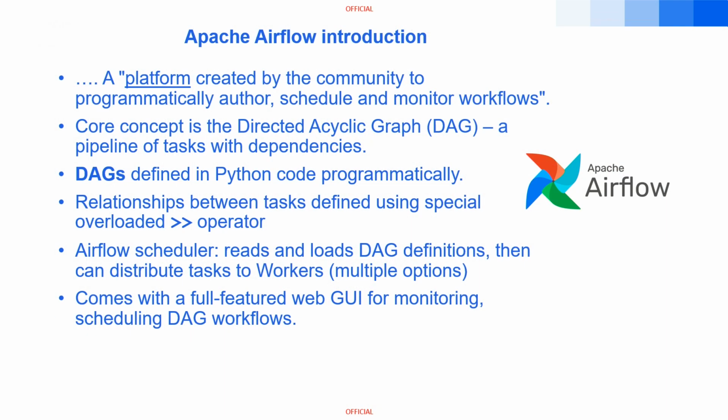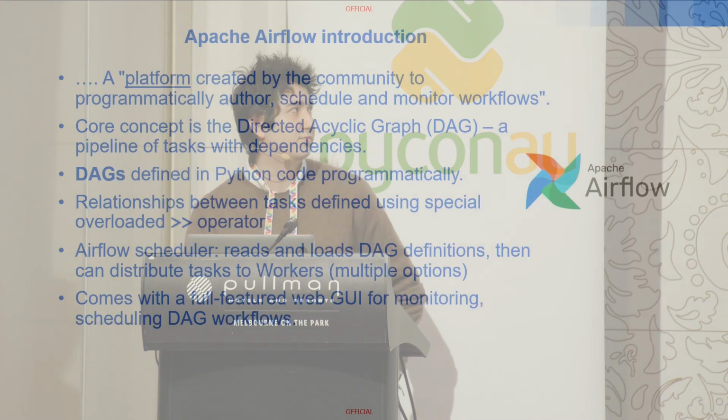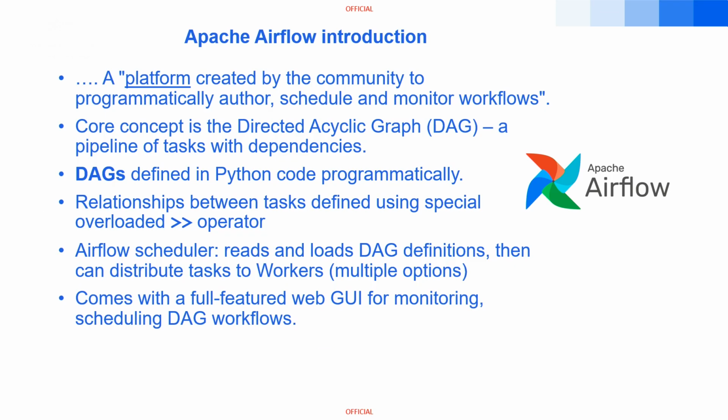This is the main concept of our talk: Apache Airflow. Apache Airflow is now a mature open source platform to programmatically author, monitor, and schedule workflows. The core concept in Airflow is called a Directed Acyclic Graph, or DAG. It's a pipeline of tasks with a set of dependencies that you chain together. These DAGs are defined programmatically through Python, so it's essentially a workflows-as-code platform.